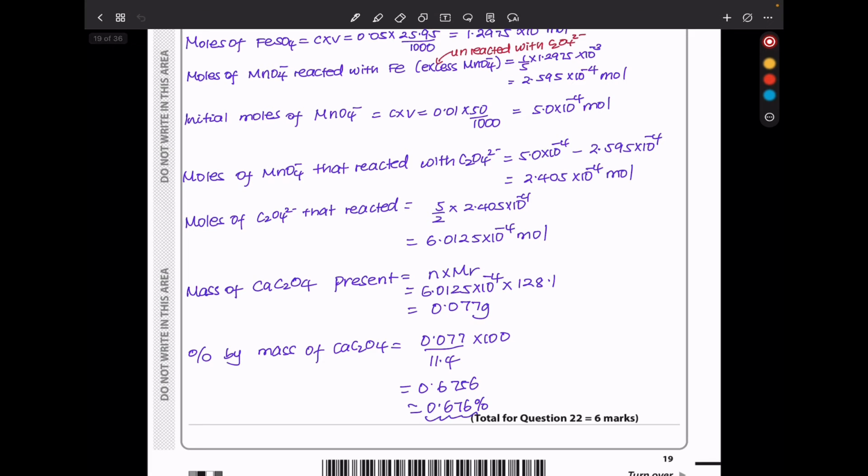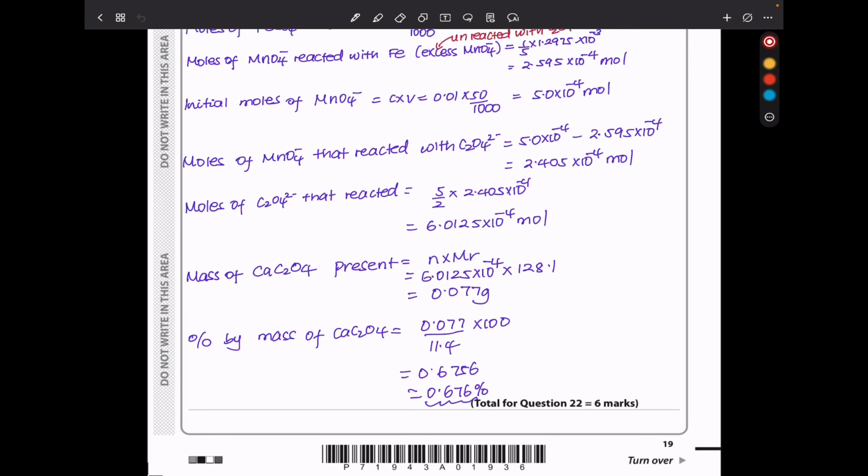And so the mass of calcium ethanedioate present is going to be number of moles times molar mass, which is this moles times the molar mass we calculated, which is 128.1. And that gave me this in grams. So the percentage by mass should be the mass of calcium ethanedioate divided by the initial mass of the leaves times 100. And I got 0.676% to 3 significant figures. So this brings us to the end of question 22. Let's continue to question 23.